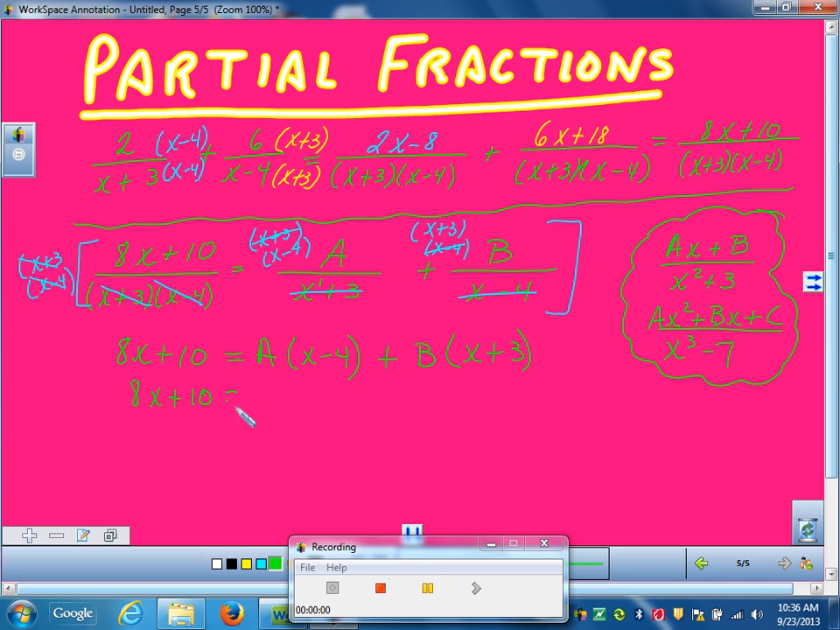So this is going to be ax minus 4a and bx, plus 3b. Okay, now here's the amazing part. How on earth do I solve for a and b when I've got this mess? No, this is the cool part.